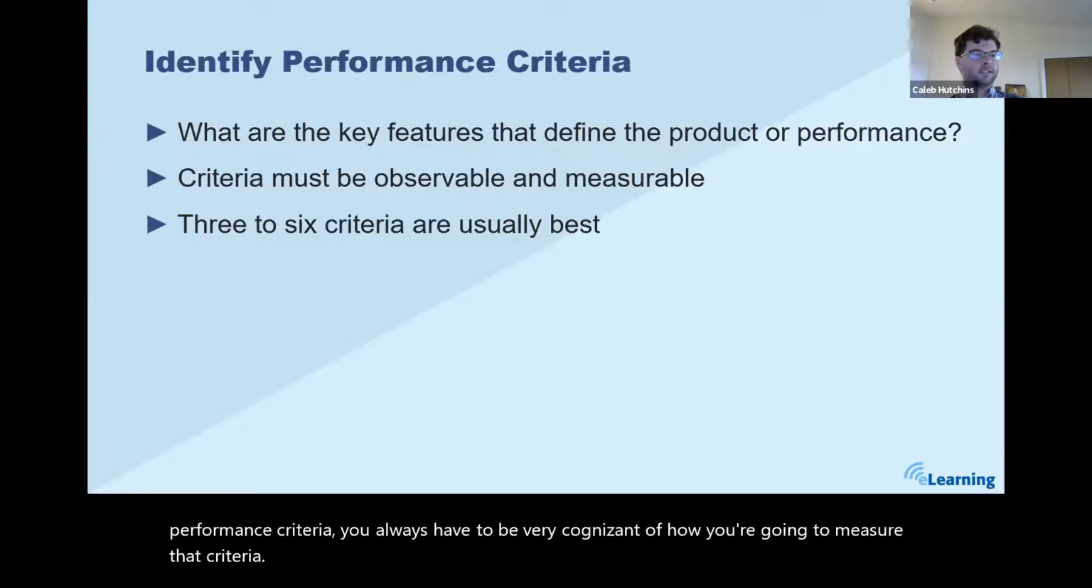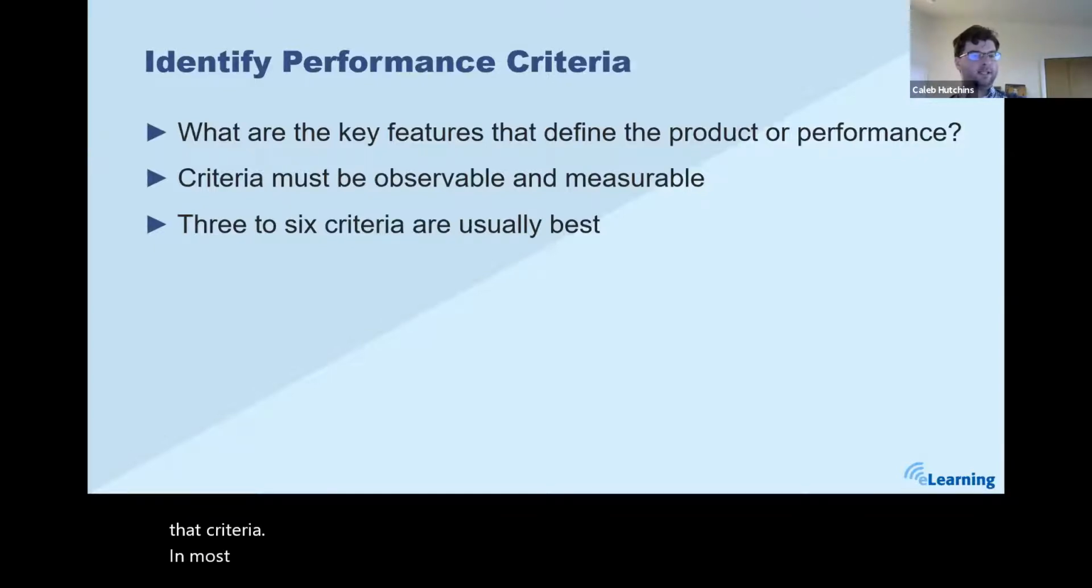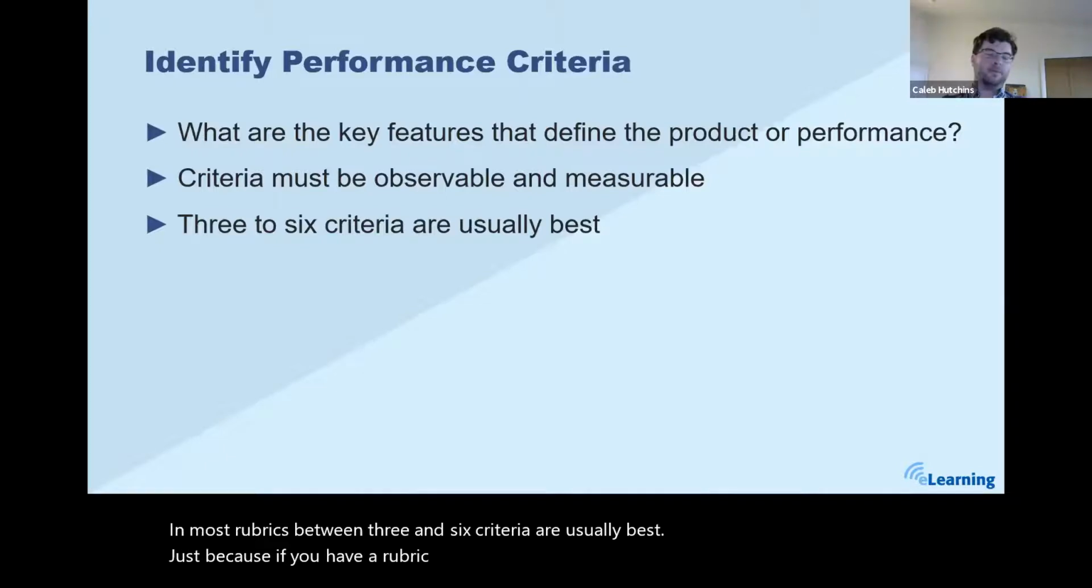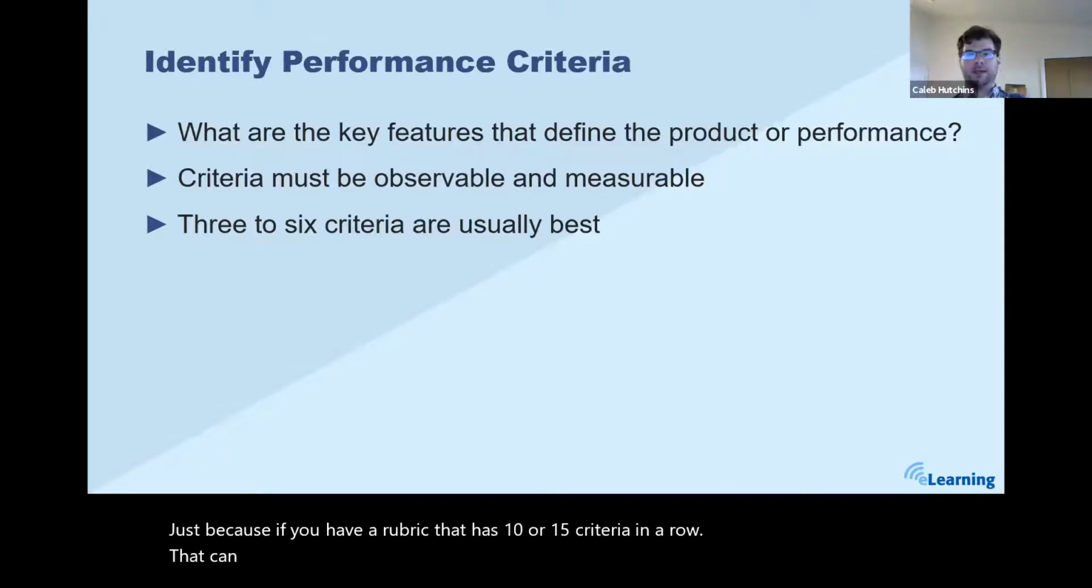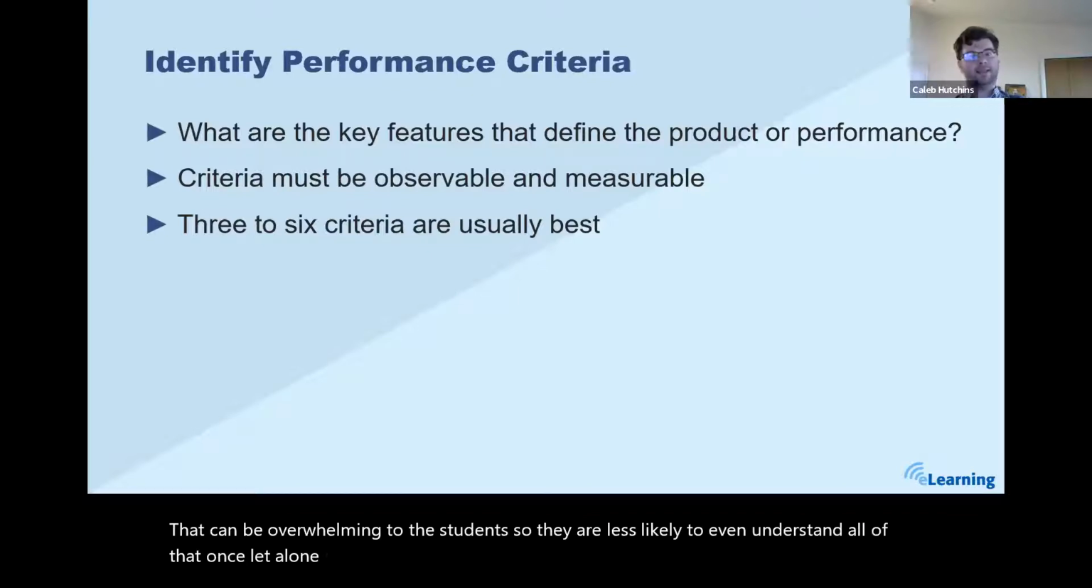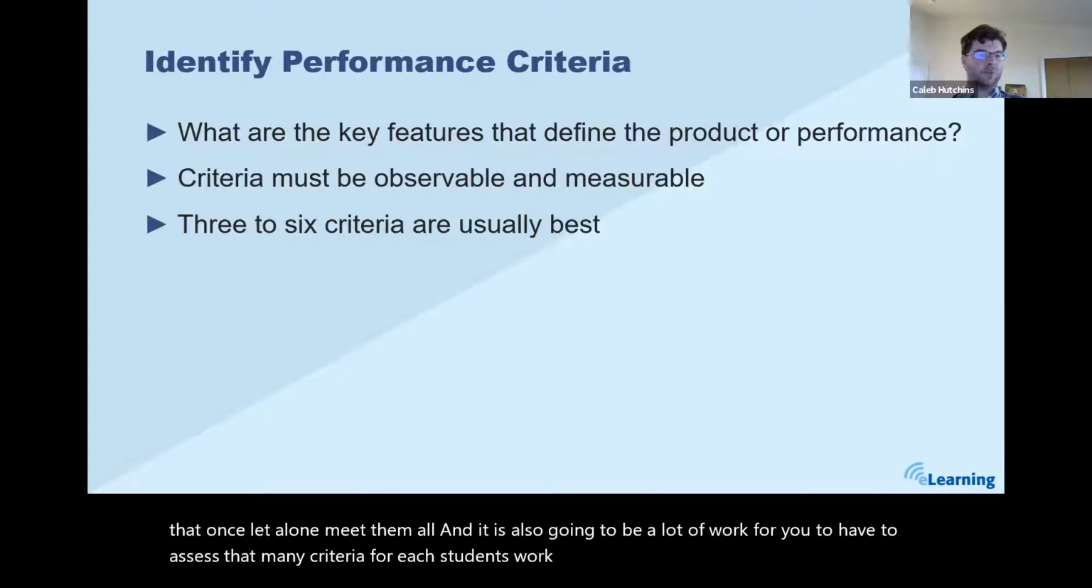In most rubrics, between 3 and 6 criteria are usually best. Just because if you have a rubric that has 10 or 15 criteria in a row, that can be overwhelming to the students. So they're less likely to even understand all of them at once, let alone meet them all. And it is also going to be a lot of work for you to have to assess that many criteria for each student's work. So usually between 3 and 6 are a good number to start with.